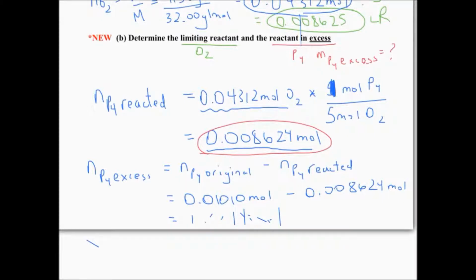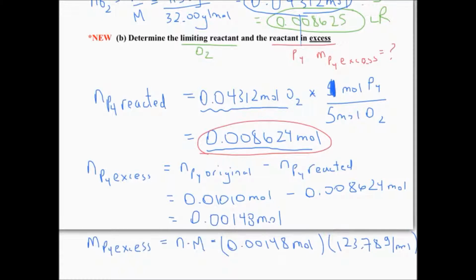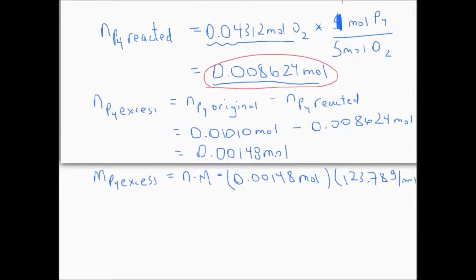And then we can use our conversion using molar mass to figure out the mass of excess. So it's just moles times molar mass, 0.00148 moles multiplied by 123.78 grams per mole, and that'll give us a final answer of 0.18 grams.